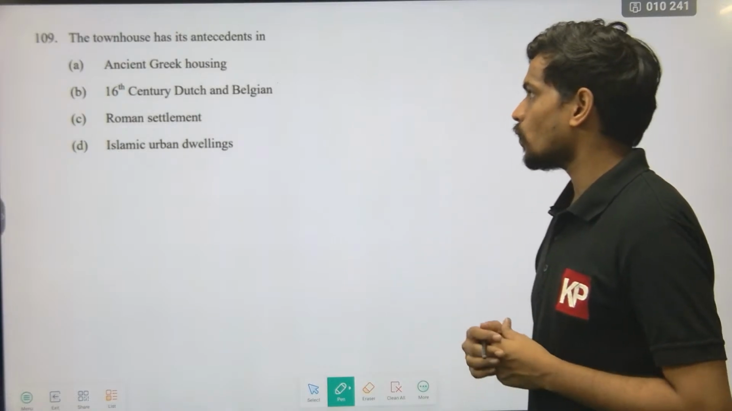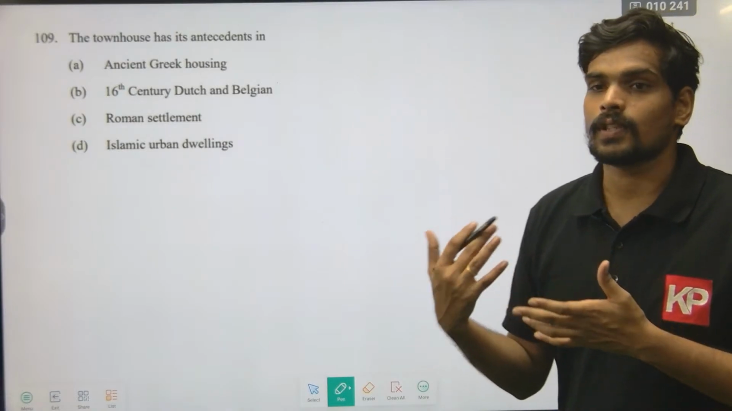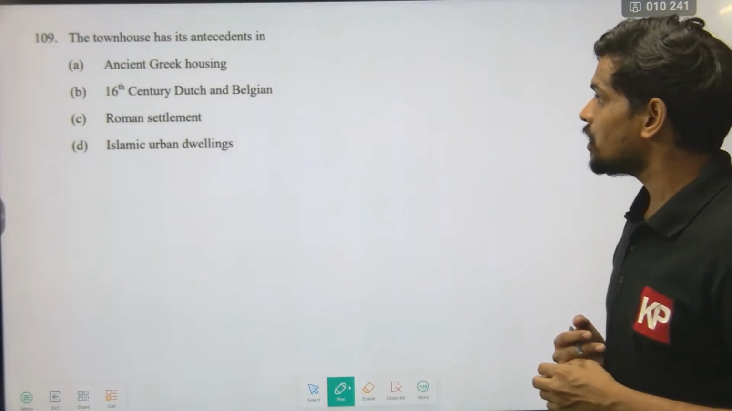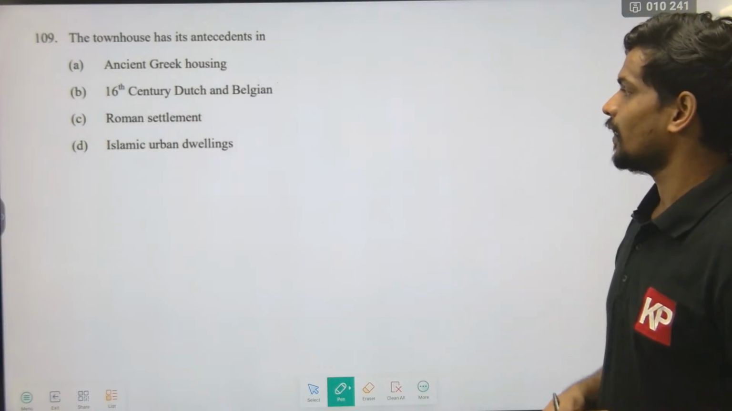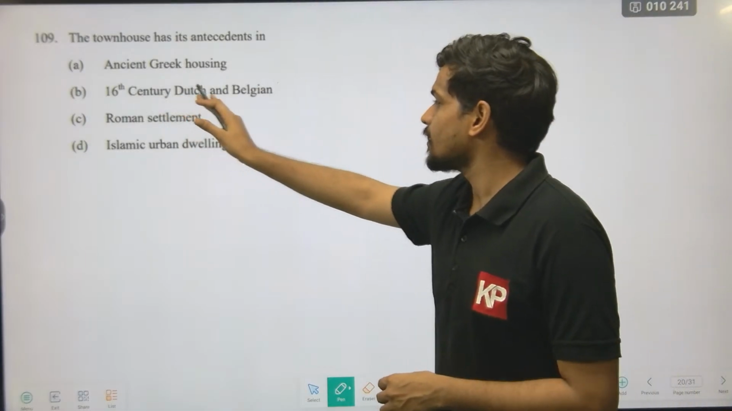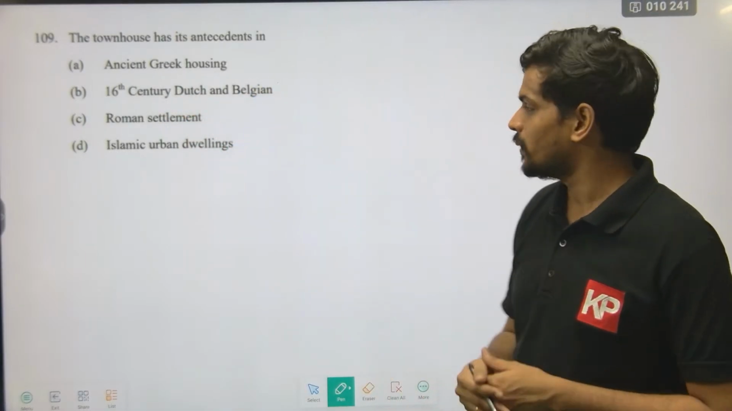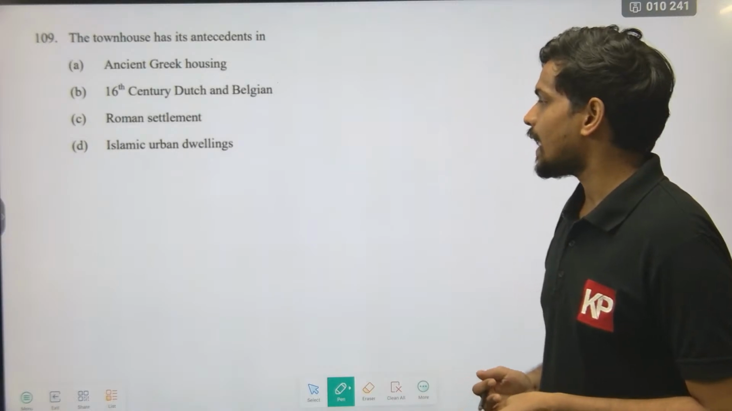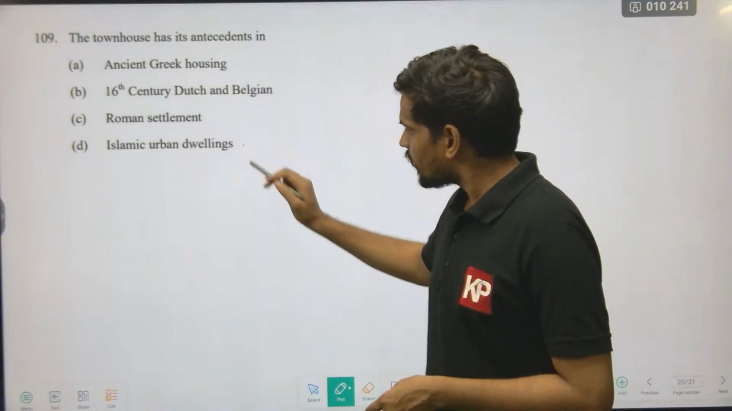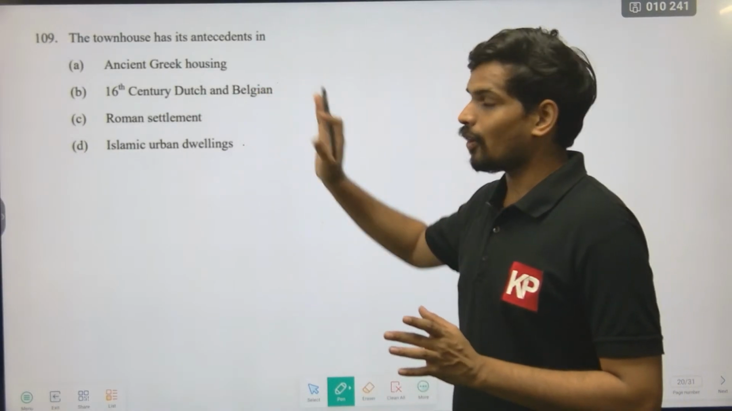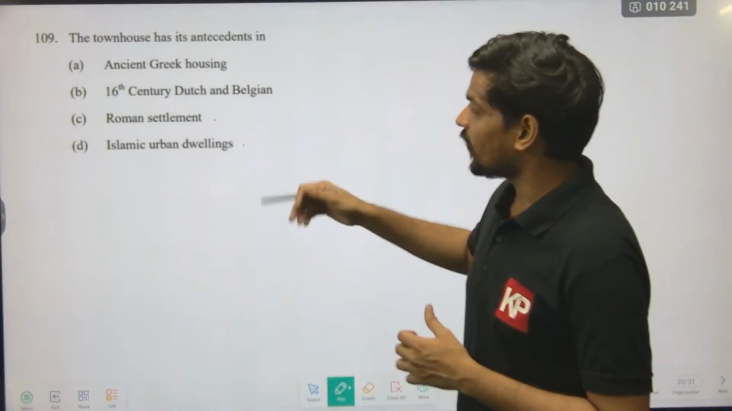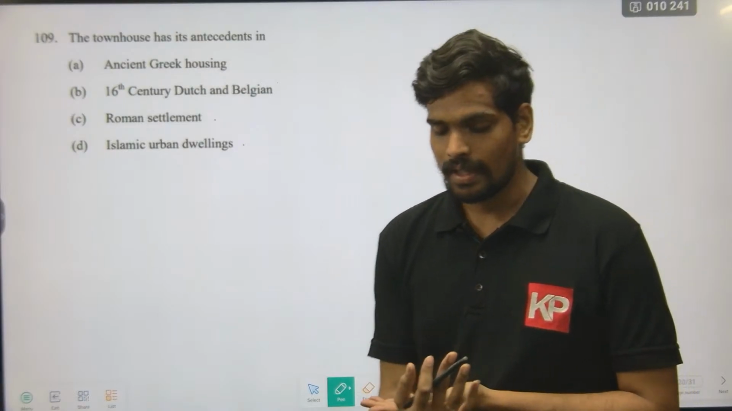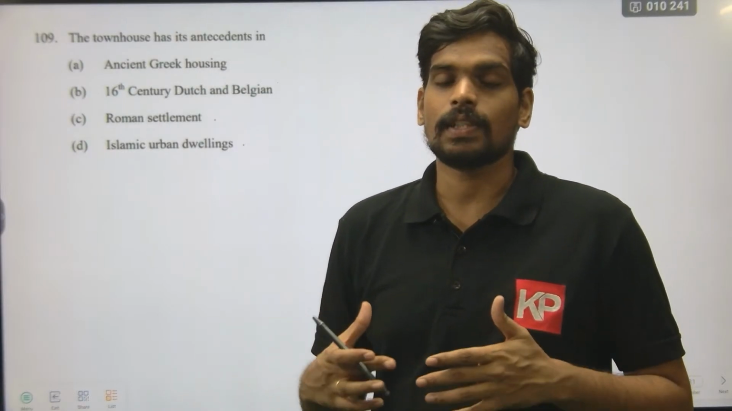So they're asking us, townhouse concept was something which was seen during which time? Ancient Greek housing, 16th century Dutch and Belgian something. So they did not complete the sentence. 16th century Dutch and Belgian cities, probably you can say. Roman settlement, Islamic urban dwellings. Islamic urban dwellings did have townhouse component in them, but the first one, if you see in terms of timeline, where was it first started?